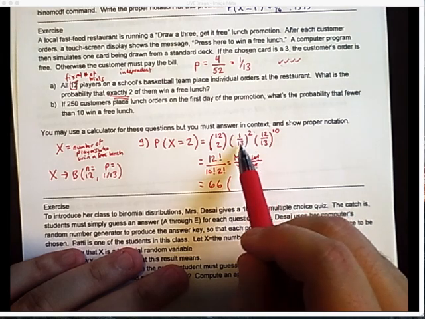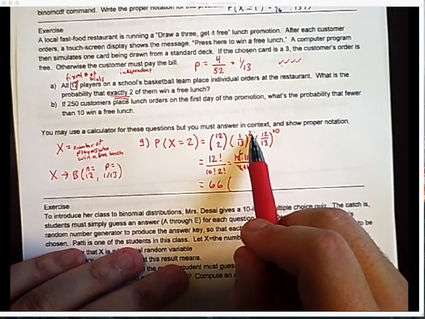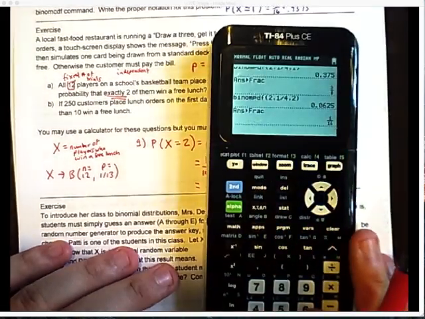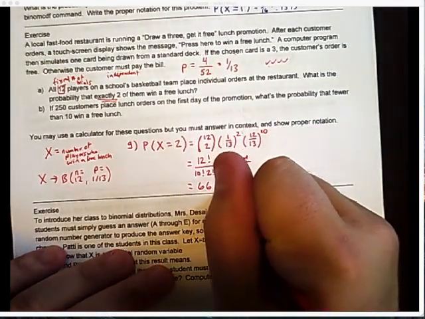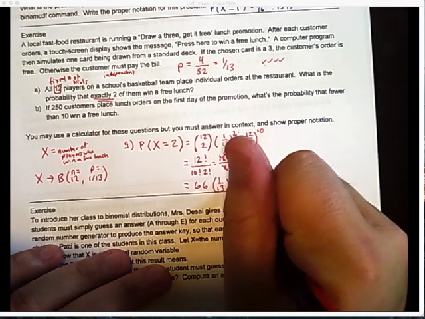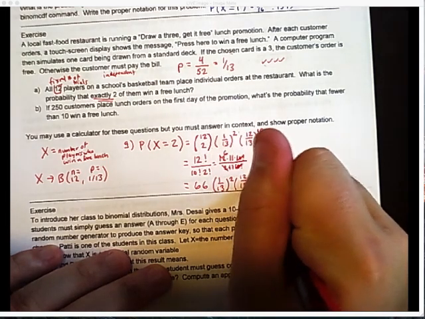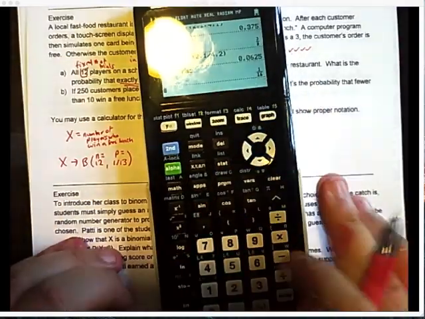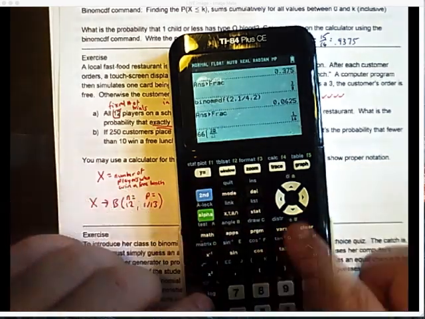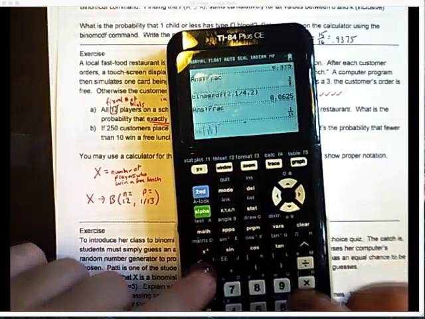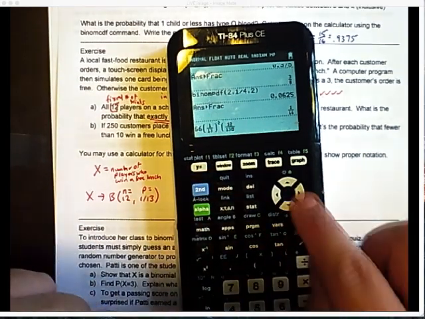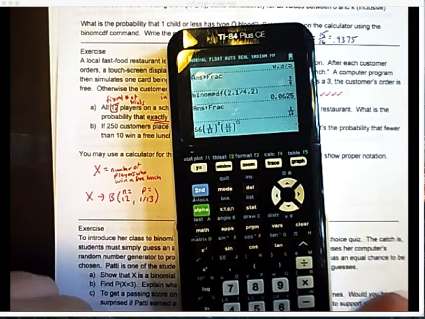All right. Now, what is 1/13 squared? Well, let's just do that in the calculator. So let's just kind of go from here and figure out what the number is going to be. So I have 66 times 1/13 squared times 12/13 to the 10th power. So I have 66 times 1/13 squared times 12/13 to the 10th power.